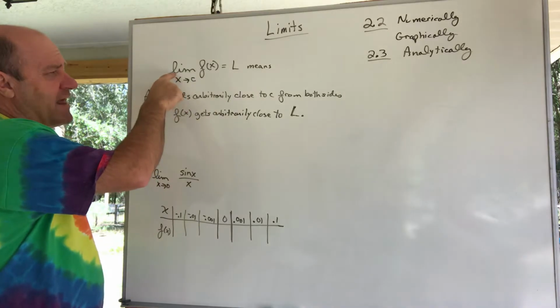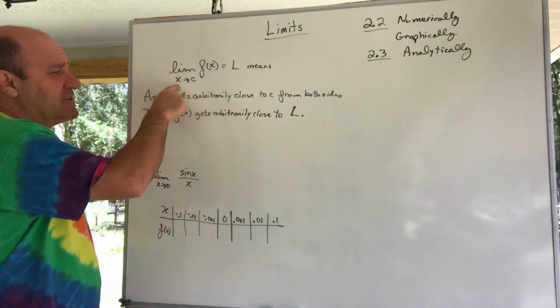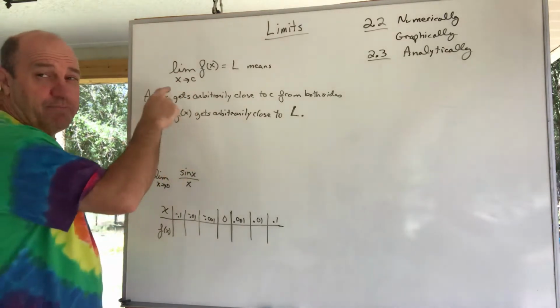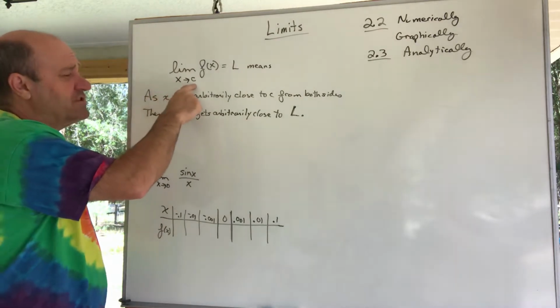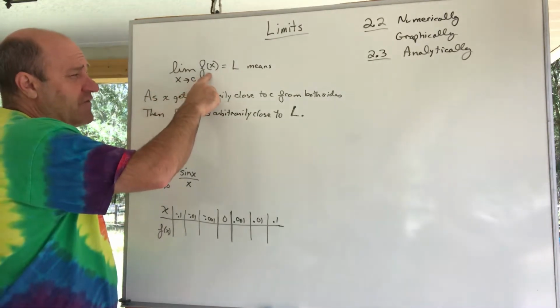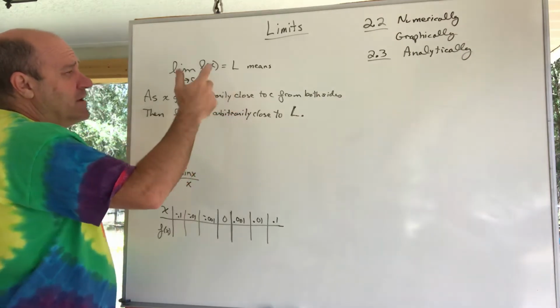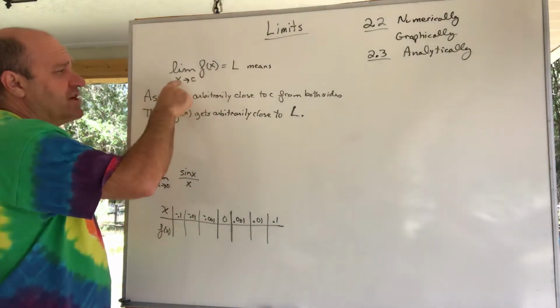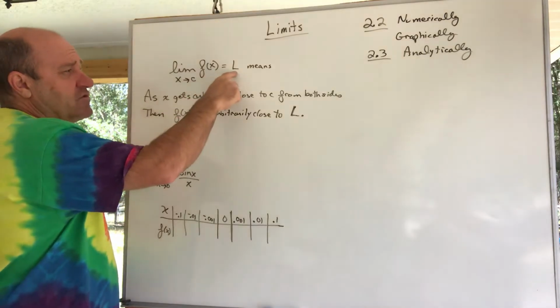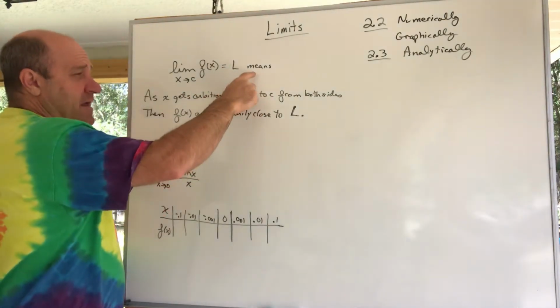What we do is we write lim, the limit, as x approaches c. That's how we read it. The limit as x approaches c of some function f of x, and the answer is L, some number L. So the limit of the function as x approaches c equals L. And here's what that means.